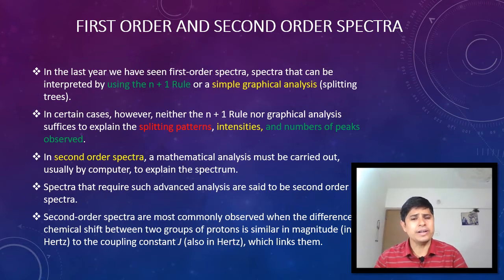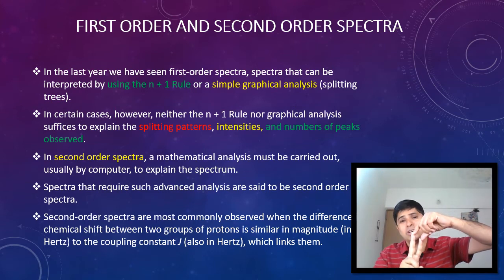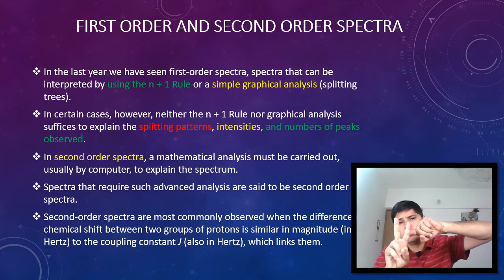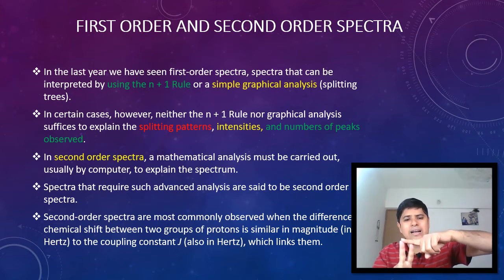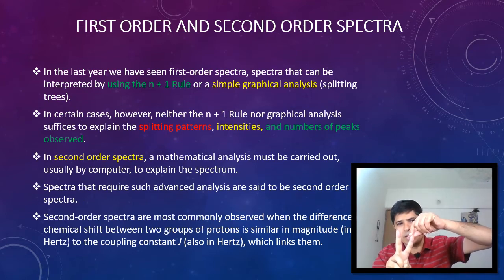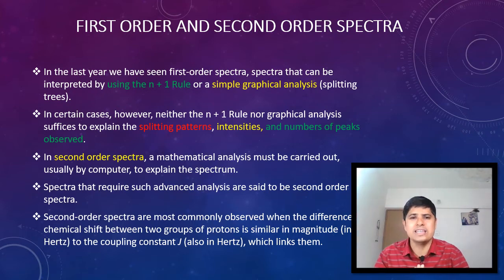In this last point, suppose these are the two peaks of two adjacent nuclei or two coupling nuclei, and they are coming closer to each other. The chemical shift difference between these two peaks, delta nu, becomes smaller in magnitude, and also the coupling constant of each line of the multiplet. If these things are smaller in size, that spectrum becomes a second order spectrum.